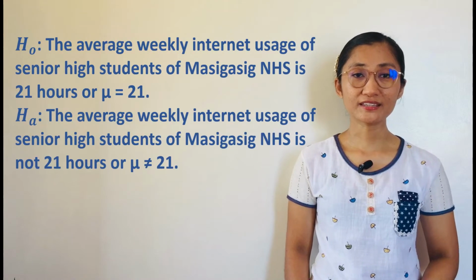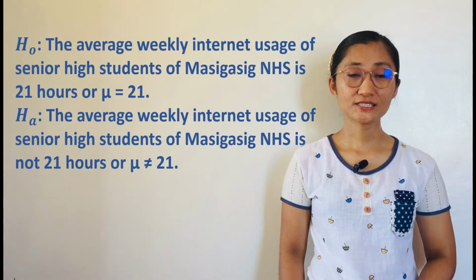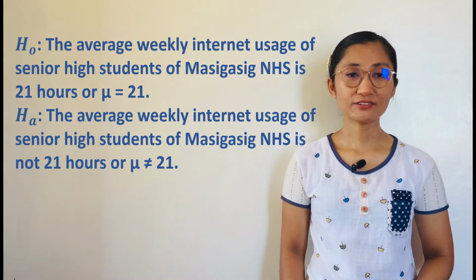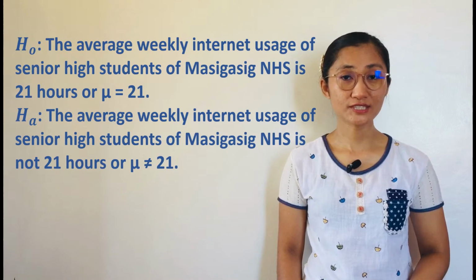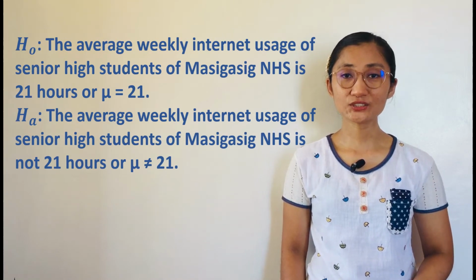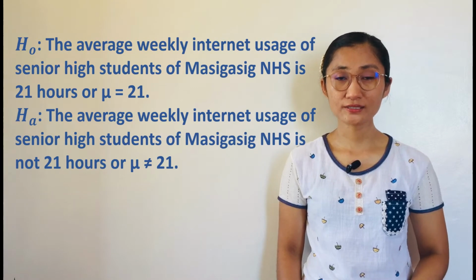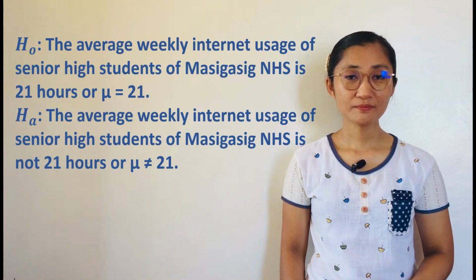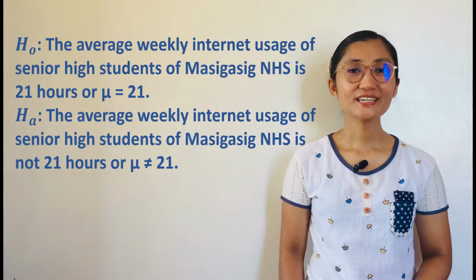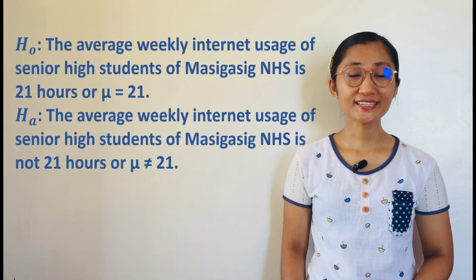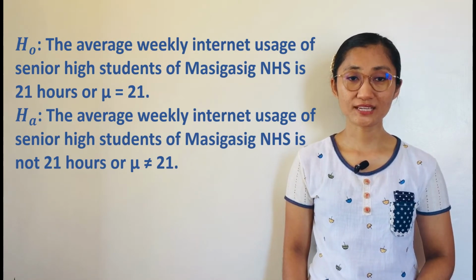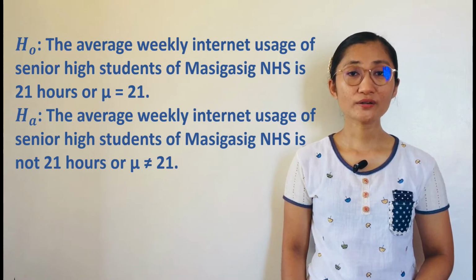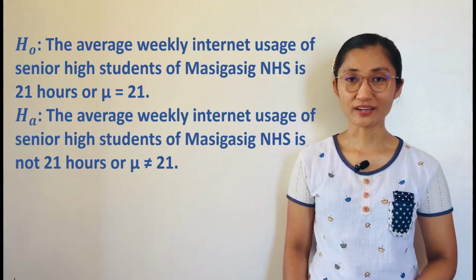Hypotheses may then be written in either of these ways. H sub 0, or the null hypothesis, is the statement: the average weekly internet usage of senior high students of Masigasig National High School is 21 hours, or mu equals 21. H sub A, or the alternative hypothesis, is the statement: the average weekly internet usage of senior high students of Masigasig National High School is not 21 hours, or mu is not equal to 21.